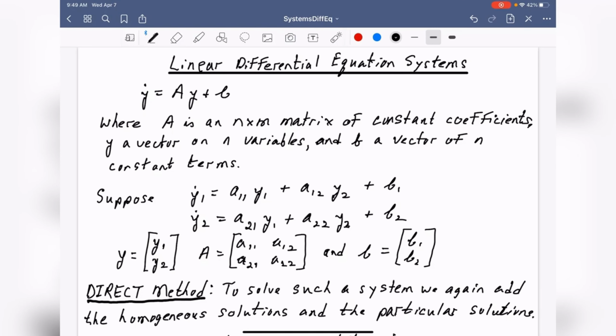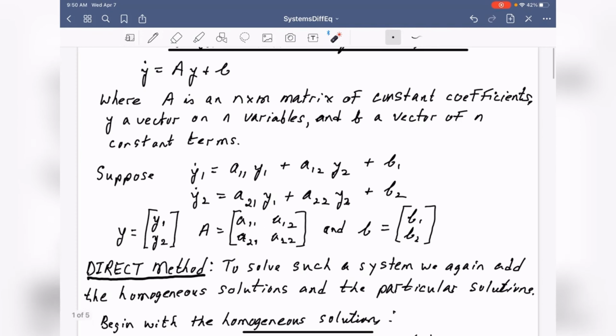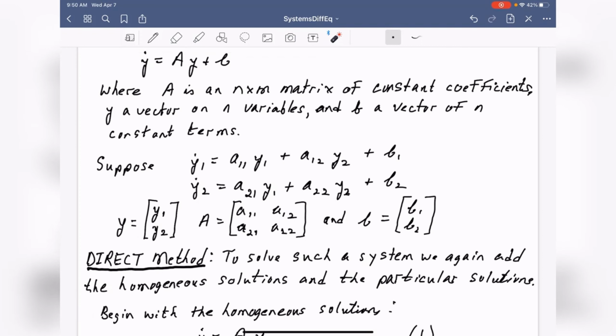Okay, in this lecture we're going to look at a system of linear differential equations and how those are solved. The system can be written quite simply as y dot equals Ay plus b, where A is an n by m matrix of constant coefficients, y is a vector of n variables, and b is a vector of n constant terms. We can rewrite that in the case of two equations as y1 dot is equal to a11 y1 plus a12 y2 plus b1. It's the b1 part that makes it non-homogeneous.